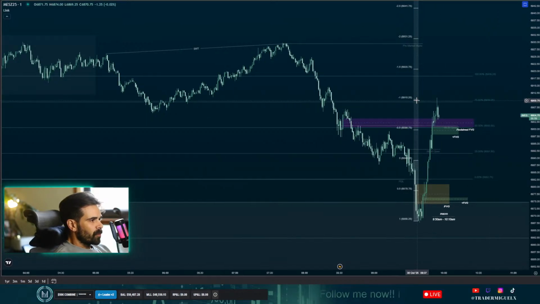So price went for -1 standard deviation here. It's now trying to form some sort of an order block.